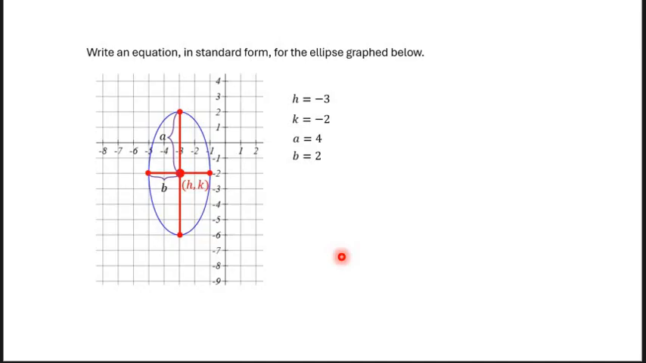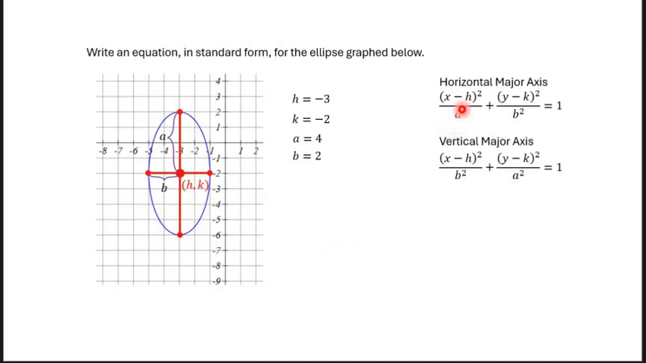Now all I need to do is figure out which equation I should use. Well, here are my two choices. For a horizontal major axis, you'll notice the value of a, which is always the larger number, is in the denominator of the term that has the variable x in it. For a vertical major axis, you'll notice a, the larger of the two values, is in the denominator of the term that has the variable y in it.